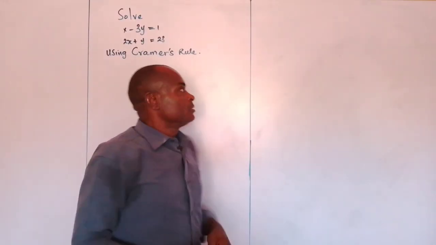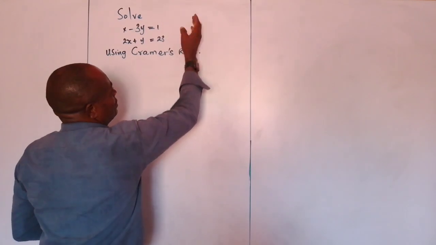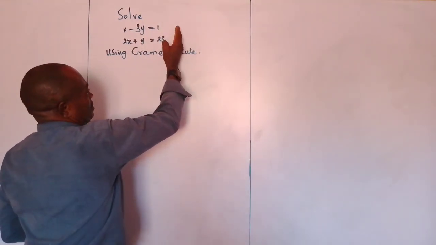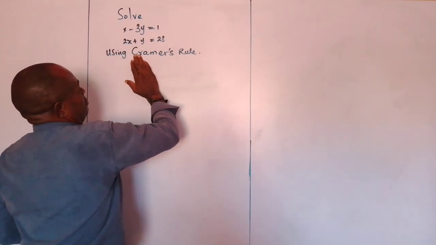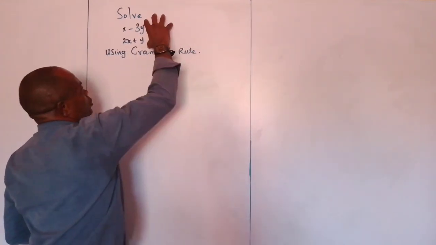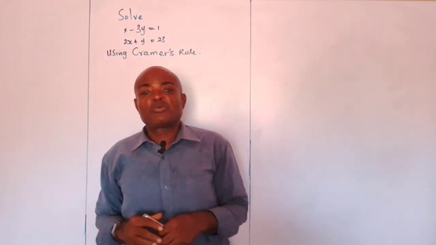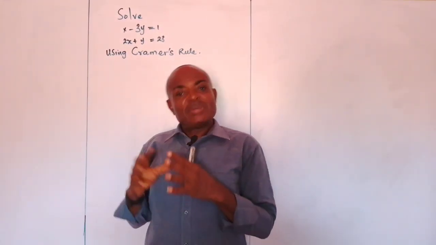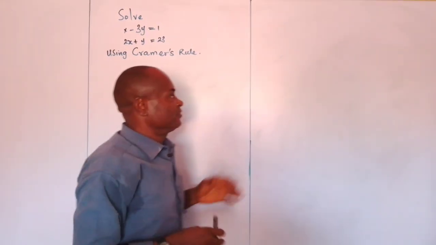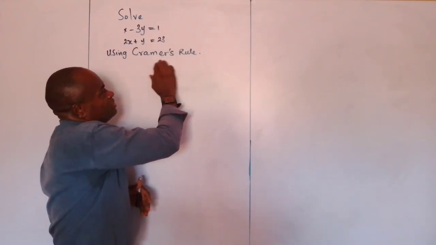All right. Today we are given a problem like this. This is a simultaneous equation of two variables. We are asked to use Cramer's rule to solve this. Now, for simultaneous equations, we can use the method of elimination or substitution to solve. But in this case, we are told that we should use Cramer's rule.